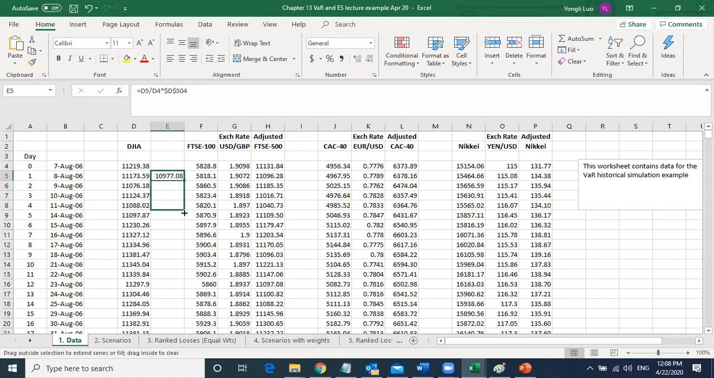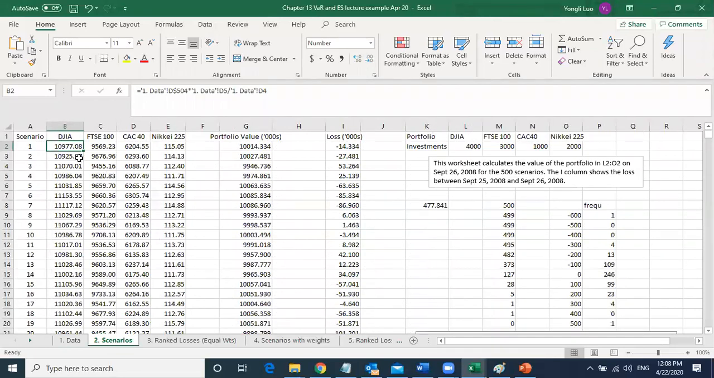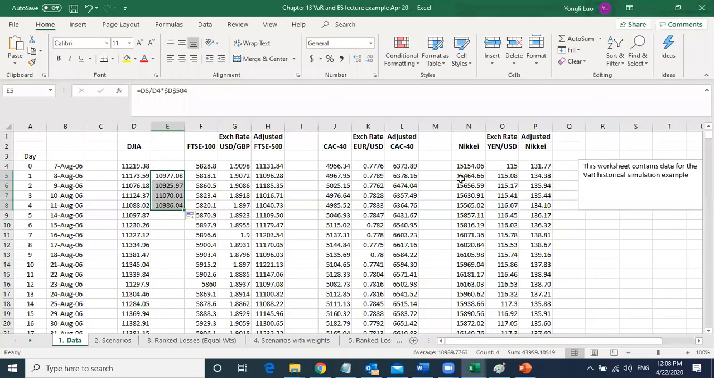That's 10977. So you drag all the way down. You can see 10925, 11070. So you generate simulation data. You paste the simulation data in another Excel spreadsheet. That's the new data you get for Dow Jones and FTSE. Do the FTSE and everything else the same way. All of them are the same.